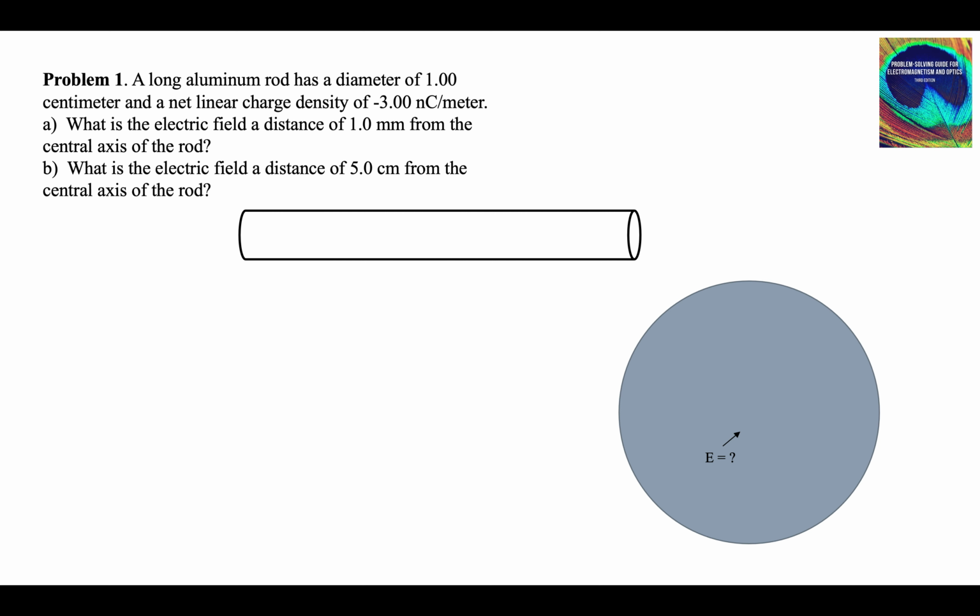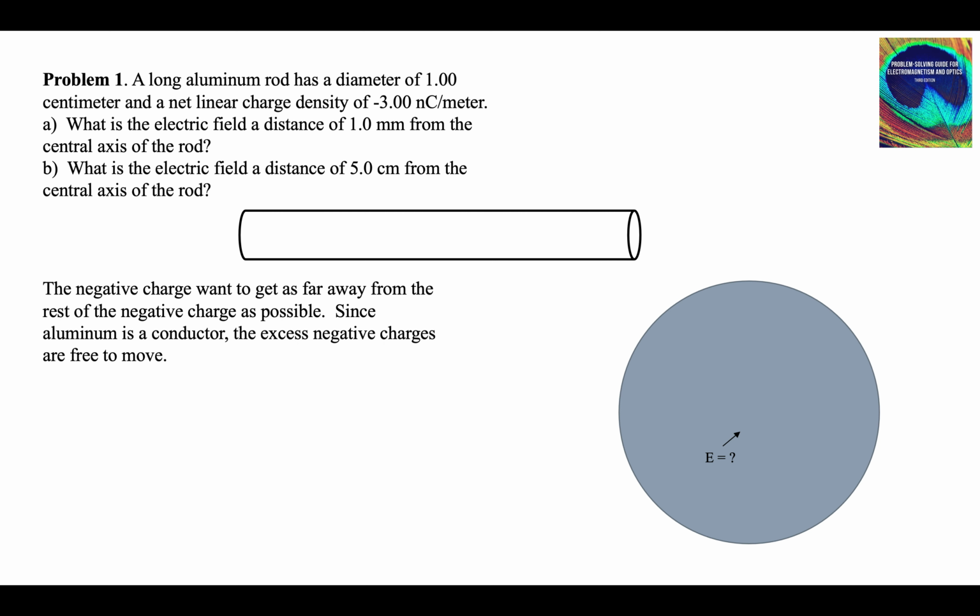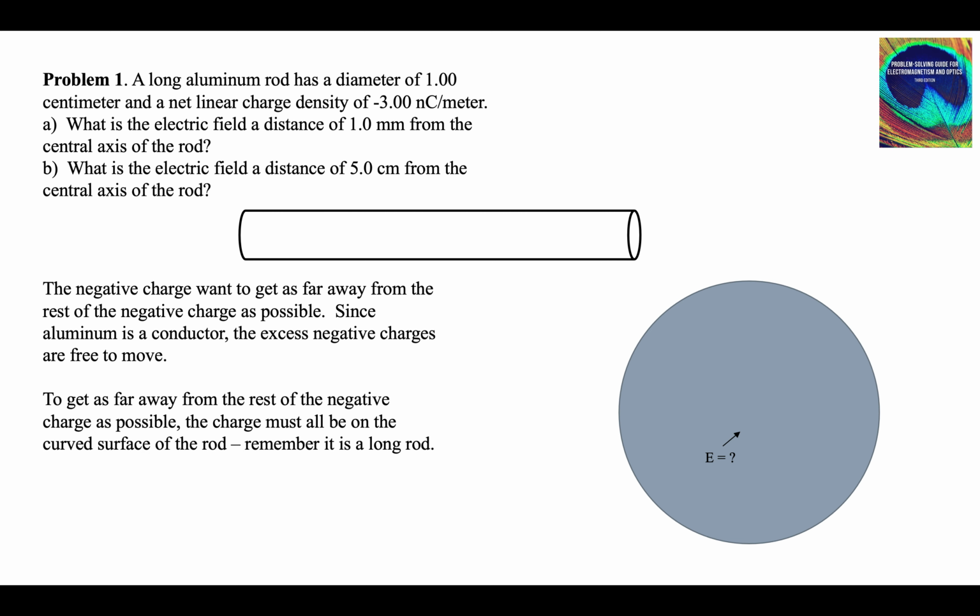The rod has a negative charge. Like charges repel each other. The negative charges want to get as far away from each other as possible. And because it's a conductor, they're free to move. And they go. They run away. To get as far away from the rest of the negative charge as possible, it's all on the surface. And we can say it's all on the curved surface because it's a long rod.